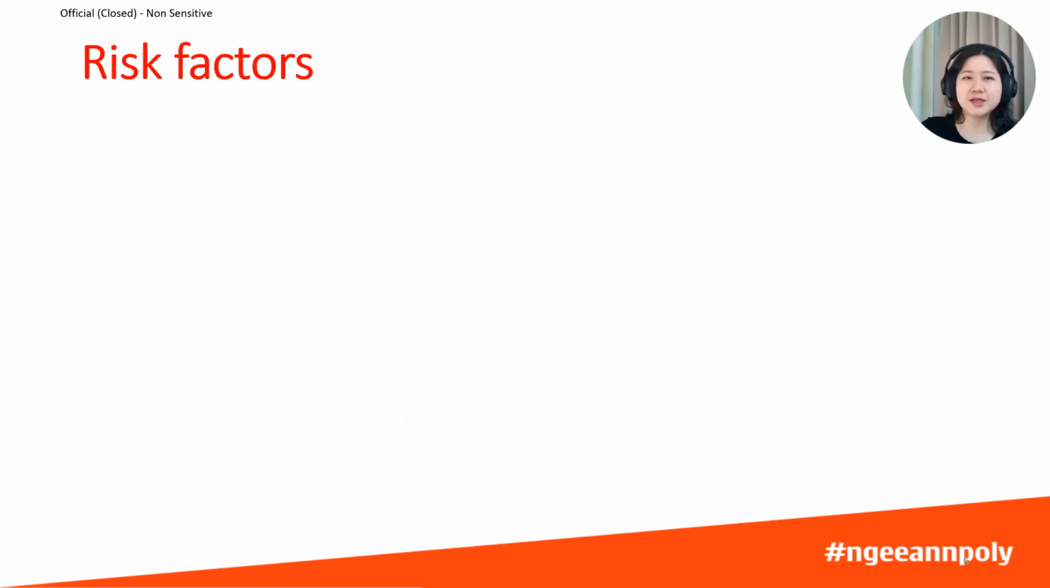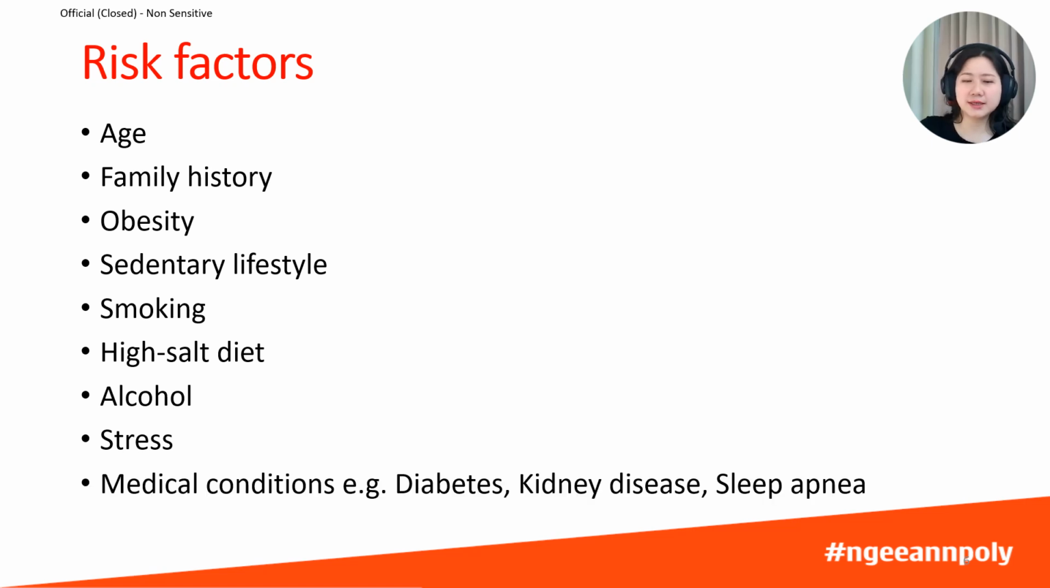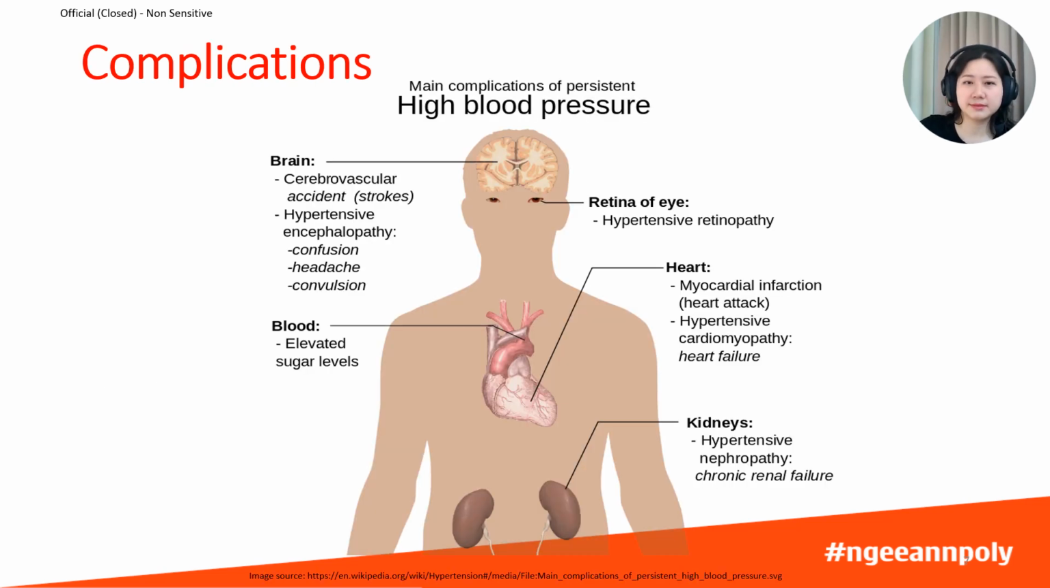As mentioned earlier, primary hypertension does not have a direct cause, but there are several risk factors including older age, family history of hypertension, obesity, sedentary lifestyle, smoking, high salt diet, alcohol, stress, and other medical conditions, for example, diabetes, kidney disease, and sleep apnea. If hypertension is not controlled, over time it can cause many complications.